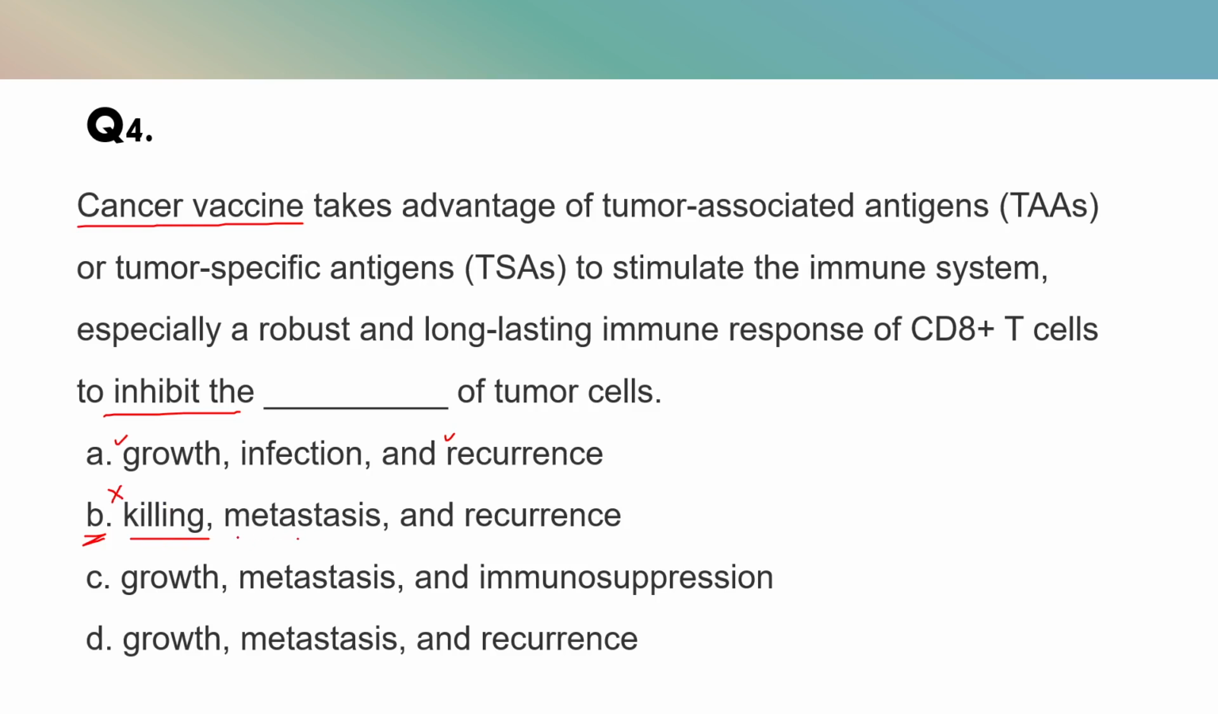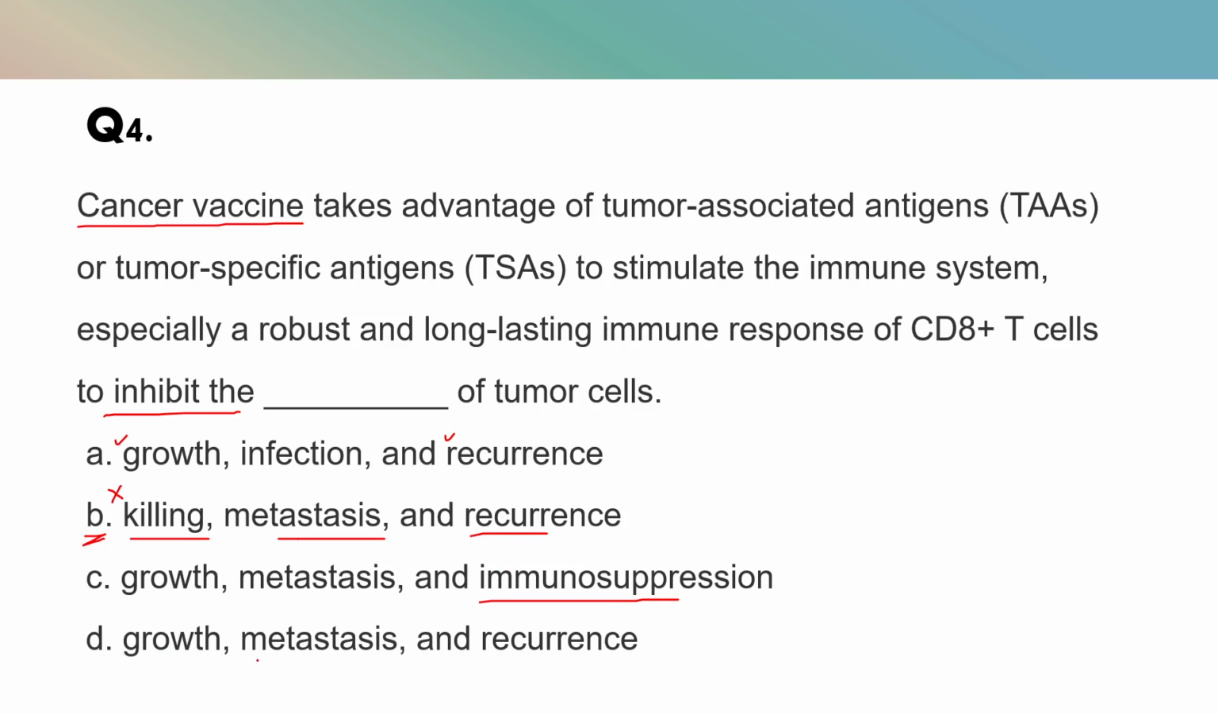Next thing is metastasis. Metastasis, I guess everyone understood. Metastasis means spreading of cancer cells from one organ to another organ. Fine. Recurrence I discussed. Growth, metastasis, immunosuppression. So we inhibit the immunosuppression. Do you want to inhibit the immunosuppression? Immunosuppression means suppressing the immune system. Okay, and we don't want that. We want to activate the immune system so that it can kill the tumor cells.